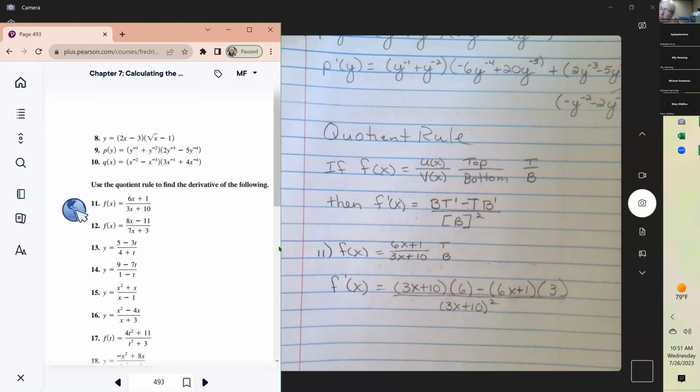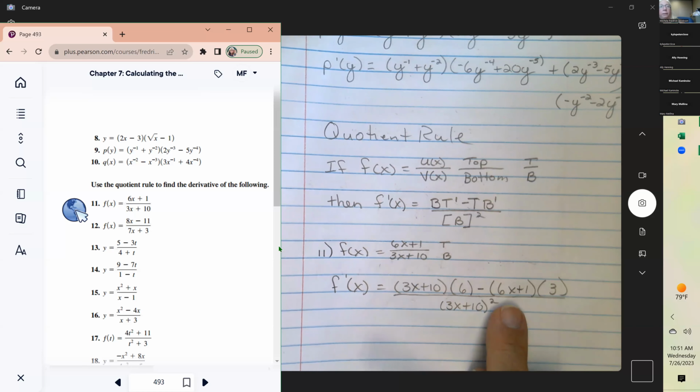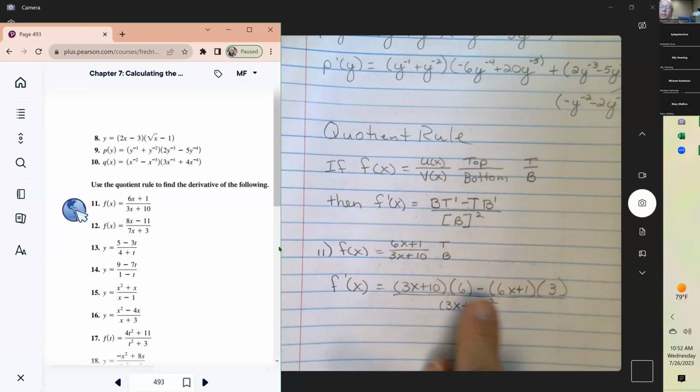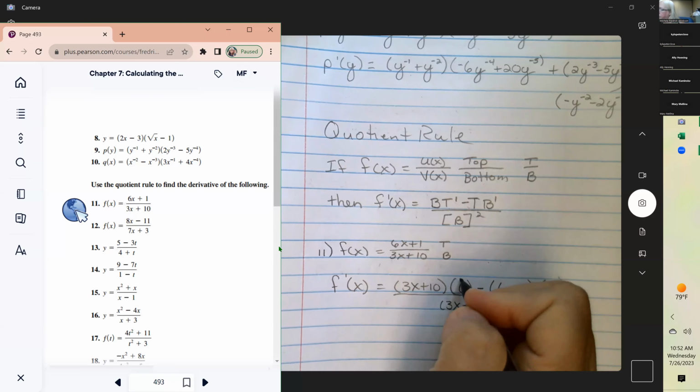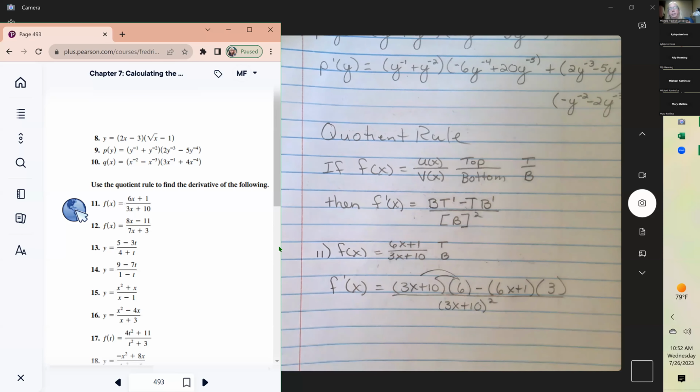From your test, you don't have to reduce the top either. You can just plug in if you want. On MyMathLab, if they just want the derivative, for the most part, they want that top simplified. And it usually simplifies pretty nice, so it's a lot less to type in also. But leave the bottom factored.